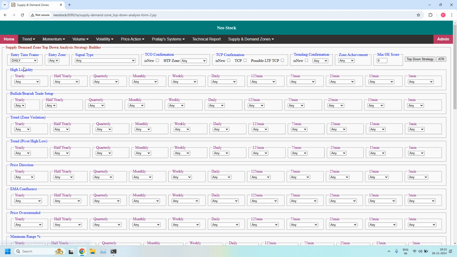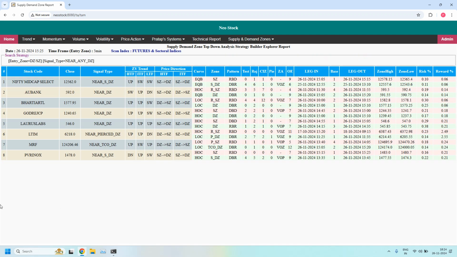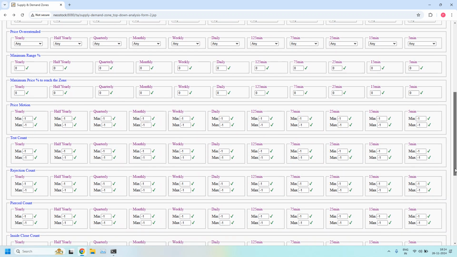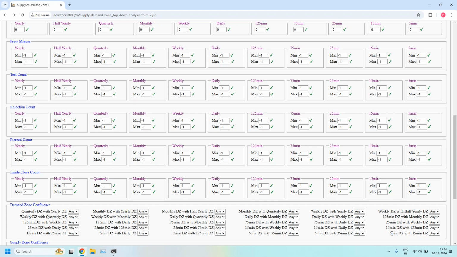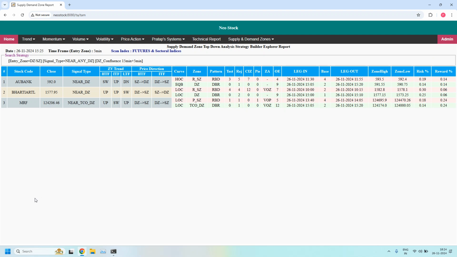Okay, next time frame is 5 minutes. Stocks near 5 minutes demand zone. 8 stocks are filtered. How many demand zones are having ITF confluence? Let's verify. The 5 minutes demand zone with 15 minutes demand zone confluence. I enable the filter. With this filter, we got 3 stocks. That means all these 5 minutes demand zones are part of the 15 minutes demand zone.